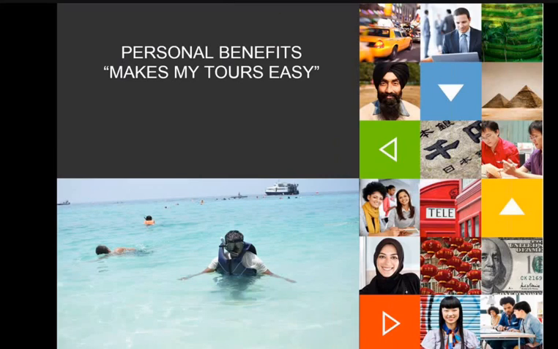Now, apart from those extra benefits, I would like to say something personal about me. I'm a frequent flyer. I just love tours. I can't say enough how much I love tours. Check that picture. That's me in the picture, snorkeling right in the middle of the Andaman Sea.